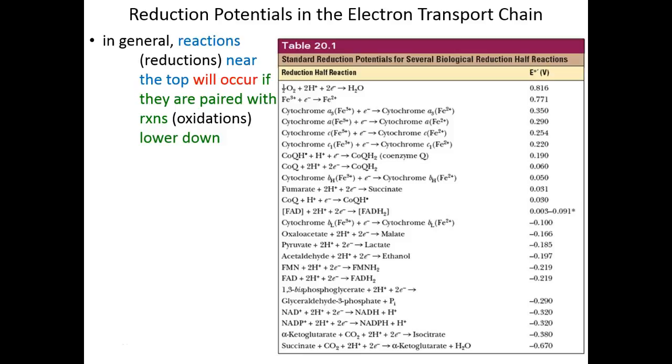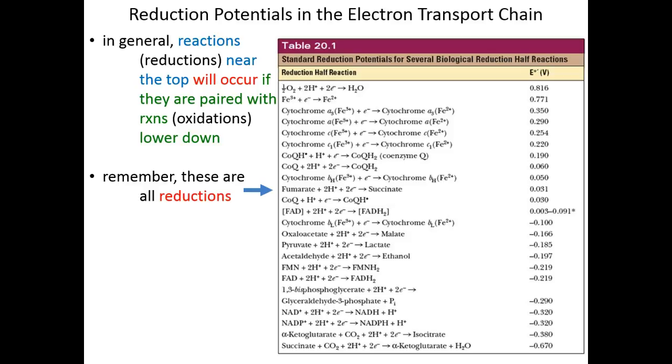In general, reactions near the top will occur if they're paired with oxidations lower down. Look at these reactions carefully, though. This is a table of reduction potentials showing reduction half reactions. Everything on this table is a reduction. So if we're talking about something else being oxidized, we actually have to flip the equation. In other words, malate can be oxidized to oxaloacetate because oxaloacetate can be reduced to malate.